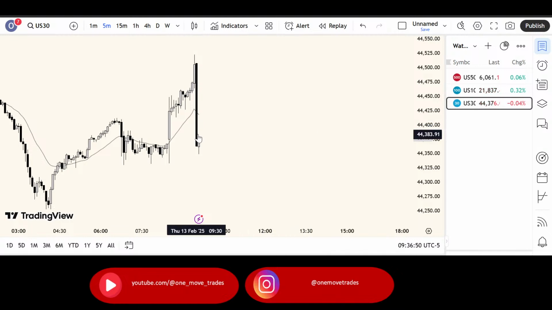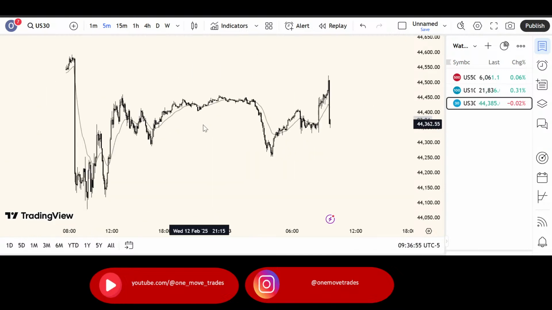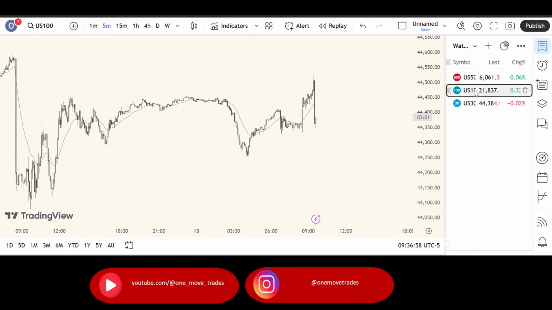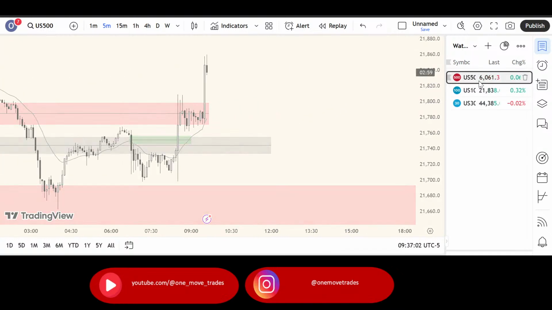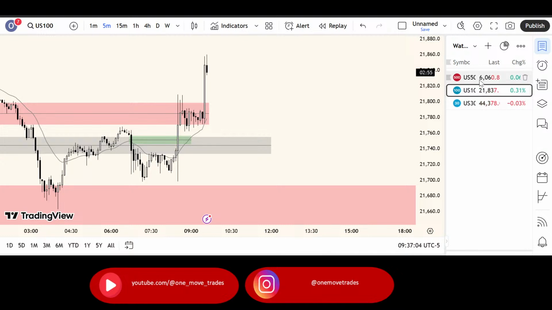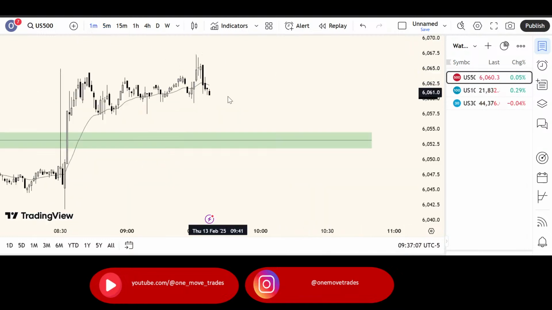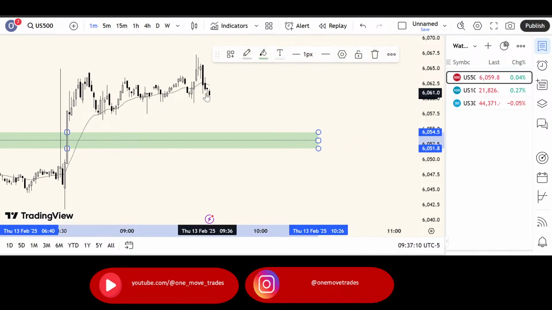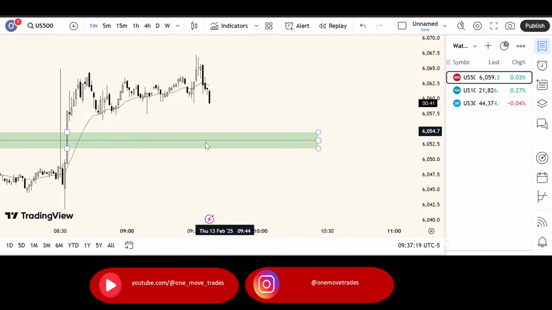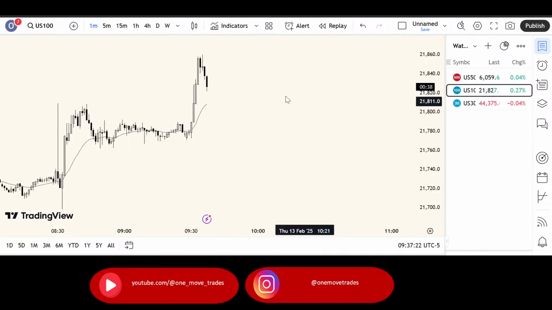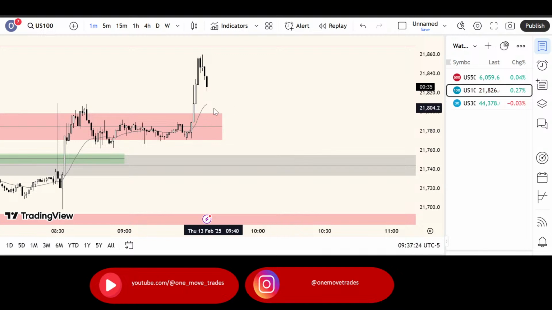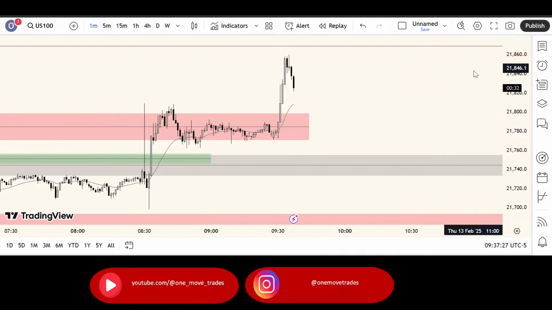Let's take a look at Dow Jones. So we have this huge candle here. Dow Jones is showing us some weakness, but we can see that Nasdaq is very bullish, and ES, I think we will see price touch this area, and from then we will wait and see if price will give us a buy entry. So let's go back to Nasdaq.